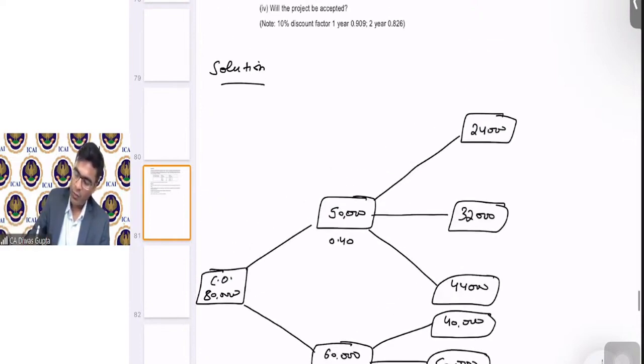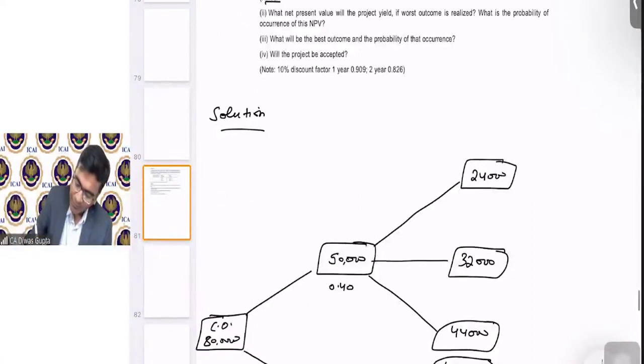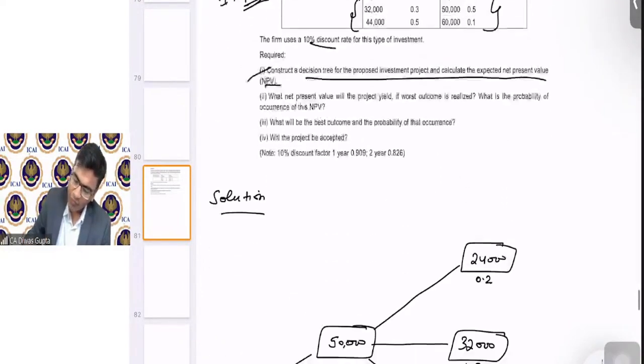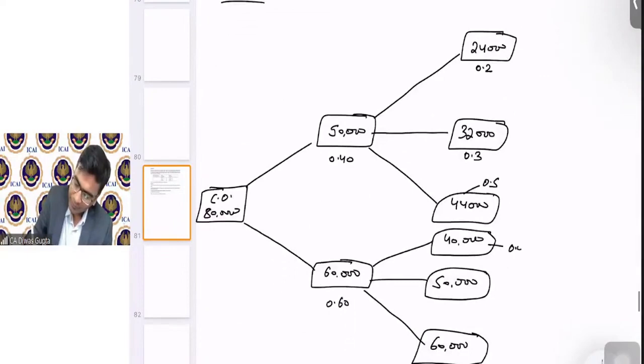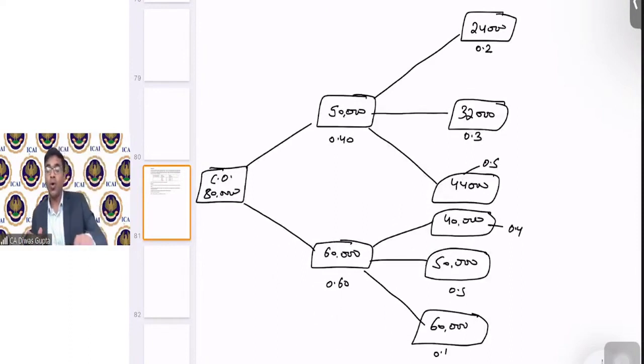Now, can we also put probabilities? So 24, 32, 44 have 0.2, 0.3, 0.5. Similarly, this one has 0.4, 0.5, 0.1. So students, this is a question on independent probability distribution.